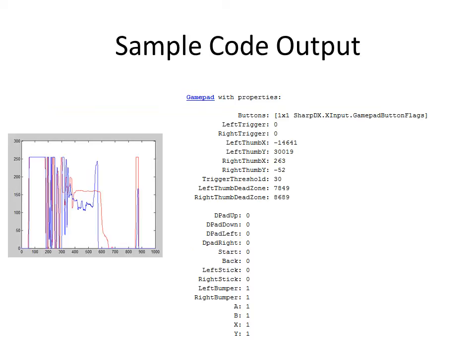Here's what the sample code will output to your screen once you run it. And as you can see, it'll output all the data from the controller onto the screen. I encourage you to take this code, hack it up, do whatever you want with it. It would be great to see lots of Arduino projects, for instance, where you control your robot using MATLAB and an Xbox controller. I think that would be awesome.